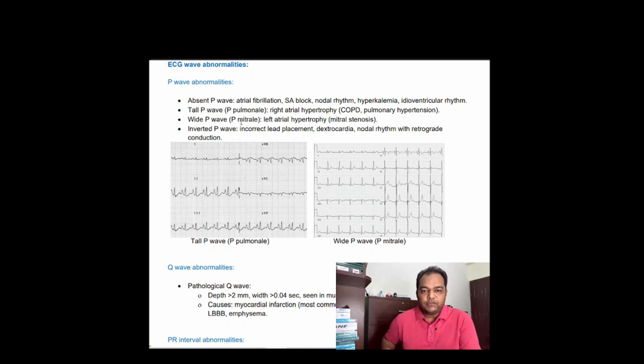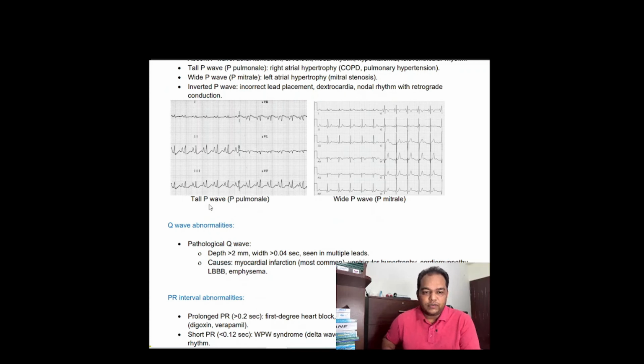And wide P wave, that means P mitrale, can be found in case of left atrial hypertrophy in mitral stenosis. And inverted P wave may be found in incorrect lead placement, dextrocardia, or nodal rhythm with retrograde conduction. This is the tall peaked P, that means P pulmonale, where the height of the P wave is more than 2.5 small squares, and this is the wide P, that means P mitrale. In this case, the width of the P is more than 2.5 small squares.